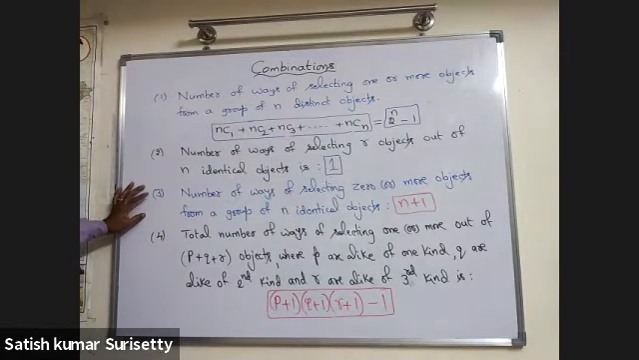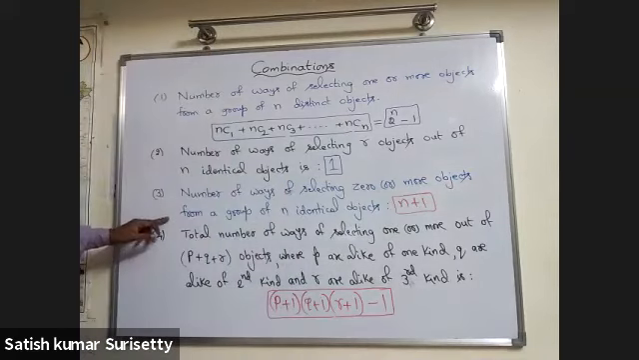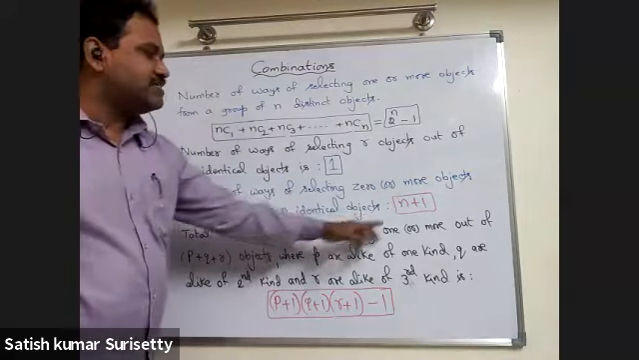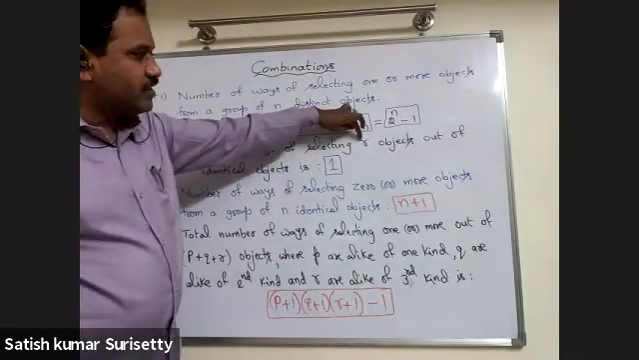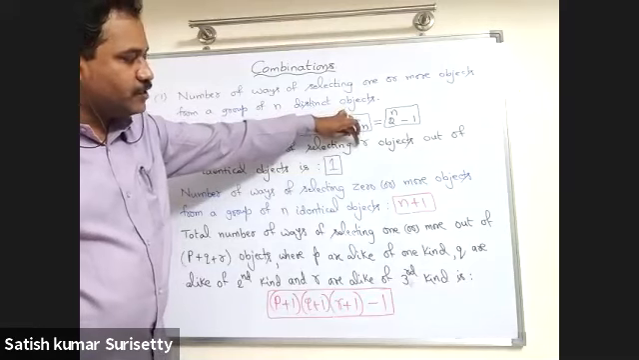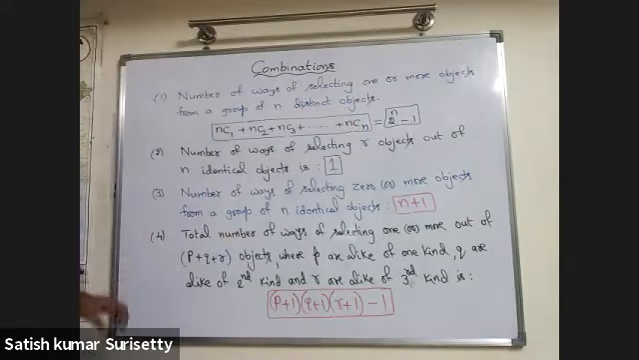Third point, number of ways of selecting 0 or more objects from a group of n identical objects is n plus 1. It is based on the previous point. This r can be 0, r can be 1, r can be 2, and so on, r can be n. That means n plus 1 possibilities will be there.